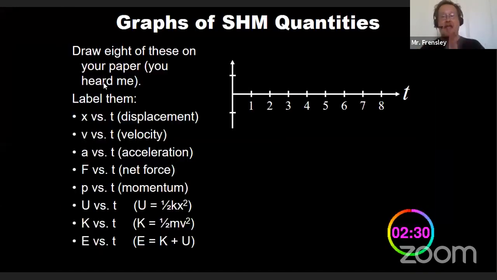Okay. Now, here's what we're going to do. You're going to draw 8 grids that look like this on your paper, numbered from 0 to 8. You're going to label them X versus T, V versus T, A versus T, F versus T, P versus T for momentum, U versus T, K versus T, and E versus T. So you got 8 of these you owe me. Now I'm going to flip back. I'm going to give you your 2.5 minutes again. All right, 2.5 minutes to draw them.